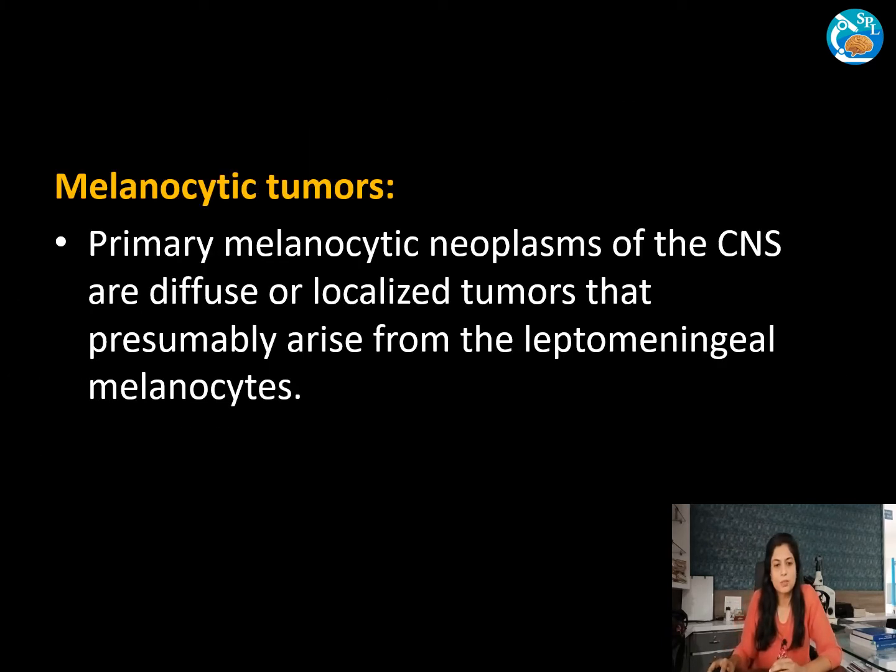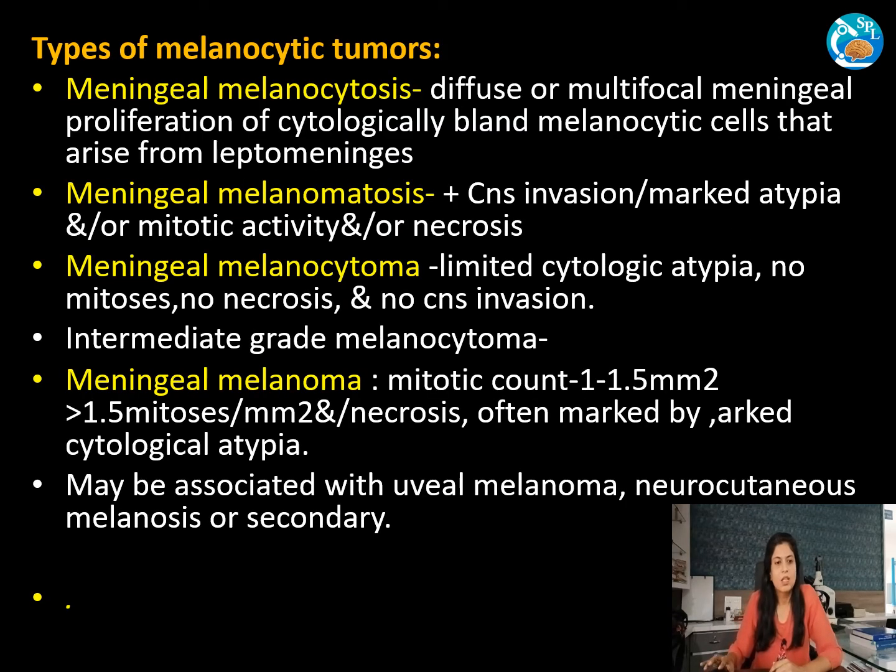Now, the melanocytic tumors of the CNS are diffuse or localized tumors that presumably arise from the leptomeningeal melanocytes. The types of melanocytic tumors are meningeal melanocytosis, meningeal melanomatosis, meningeal melanocytoma, and meningeal melanoma.